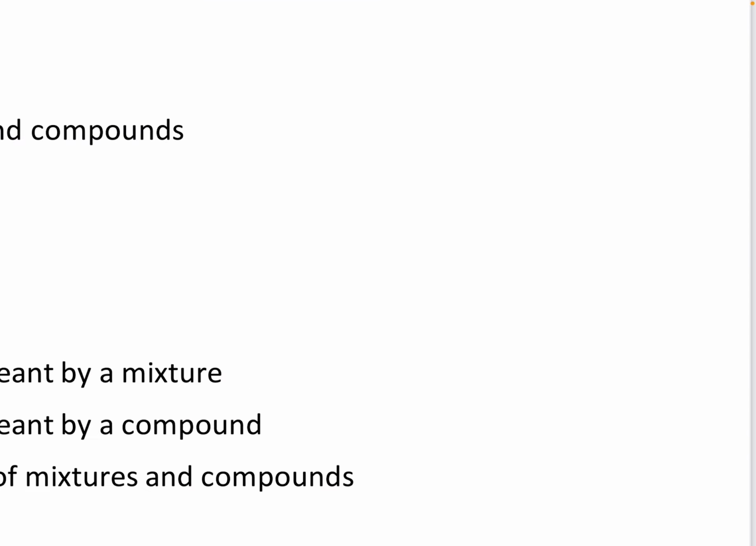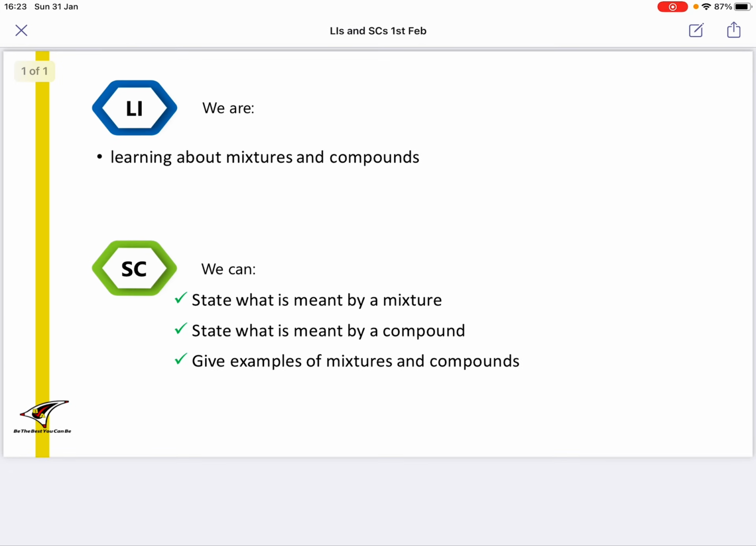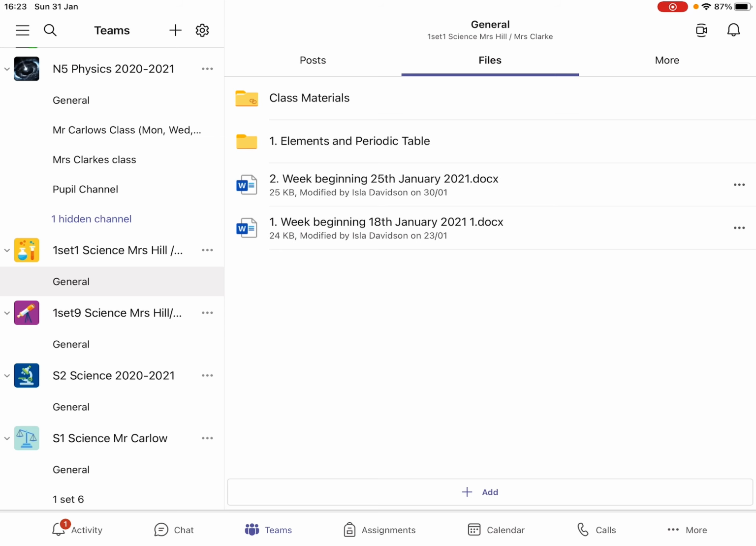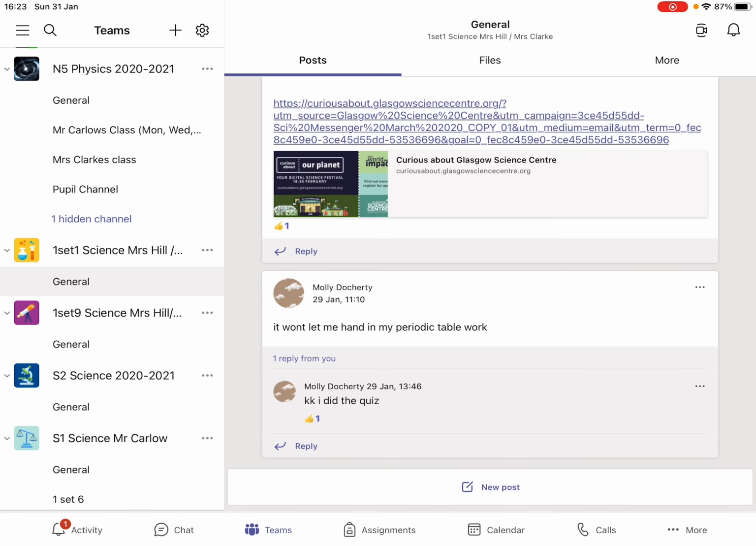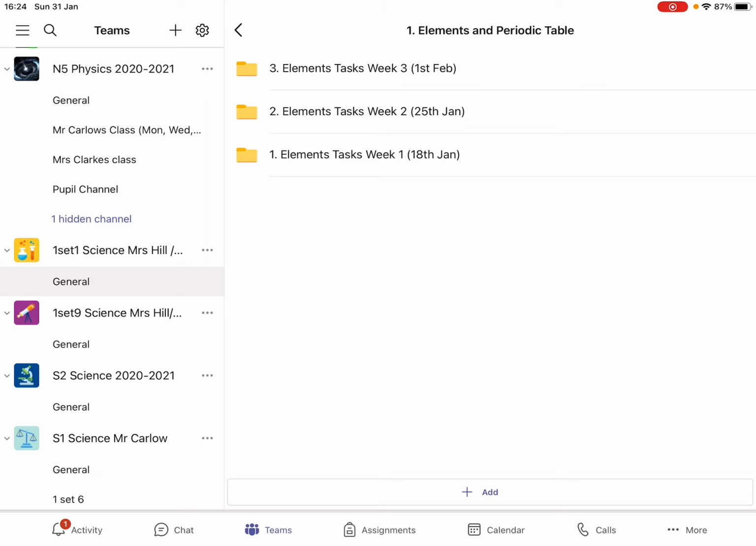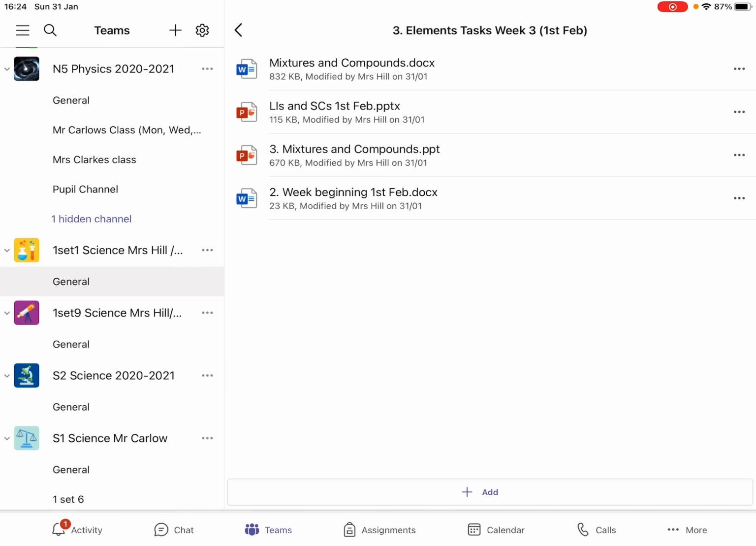I'm going to talk you through just now what tasks I would like you to complete in order to achieve the success criteria. So just a quick reminder, when you go in to your team, to access the files that you need for this week, you go to the files part here, then go into elements and periodic table, and you're looking for number 3, elements tasks week 3, the 1st of February. So everything you need for this week's in this folder.